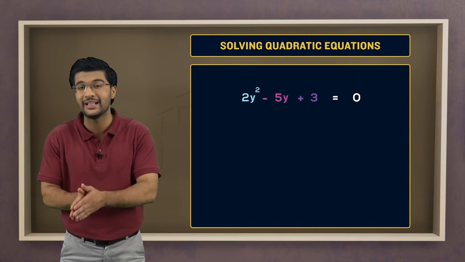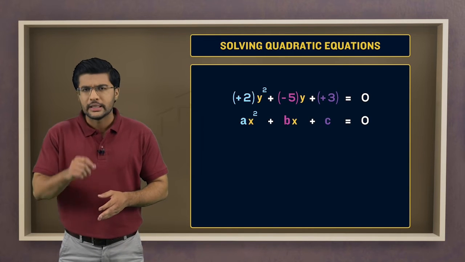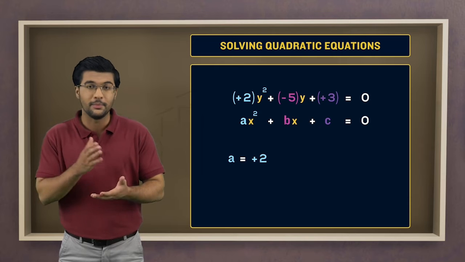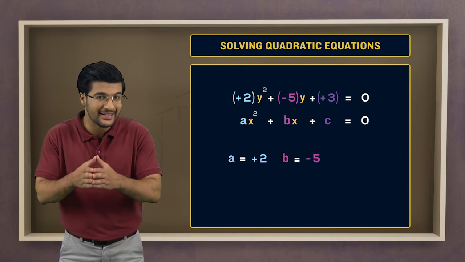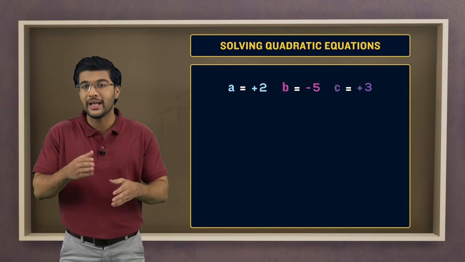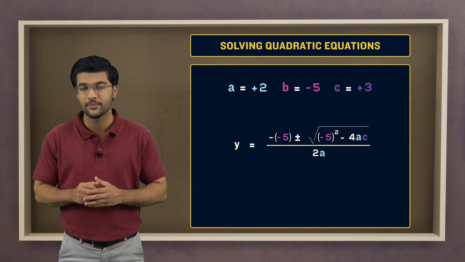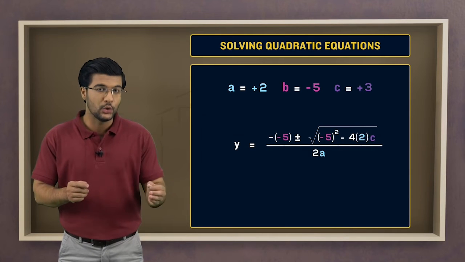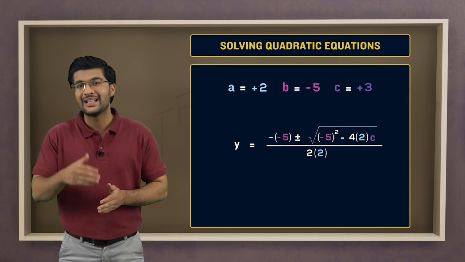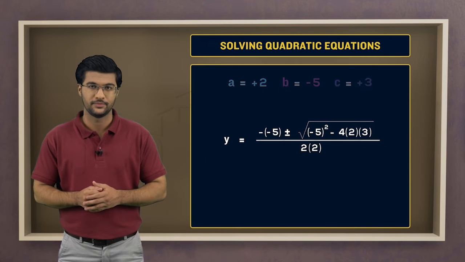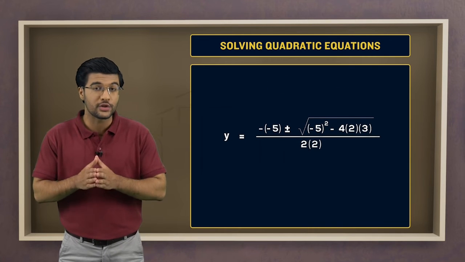Compare it with the standard quadratic equation. The value of a is 2, b is minus 5 and c is 3. Now put a, b, c in the formula. Minus 5 here and here, 2 and 2 here, and then 3 here. The next step is to simplify.